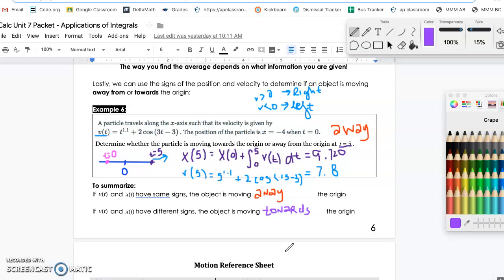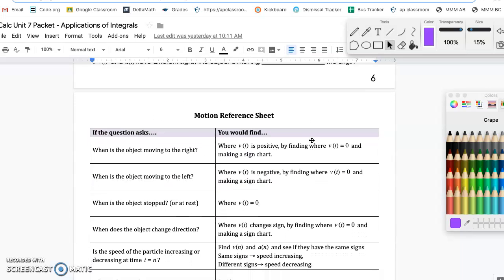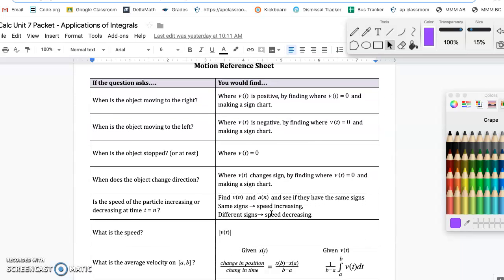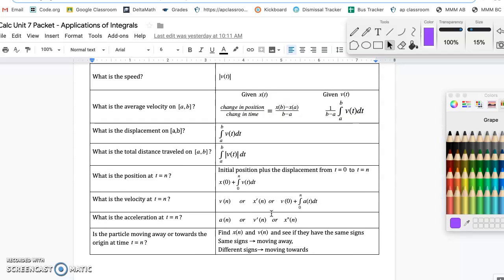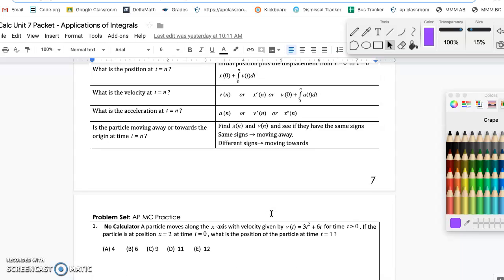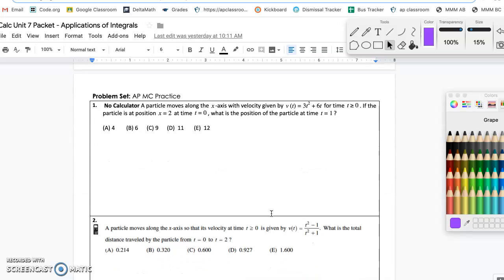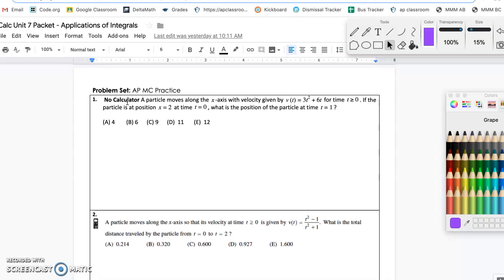All right, I'm going to erase all of this. If I scroll down to the next sheet, everything that we've covered so far today is summarized there. All right, you guys have a problem set, so give those a try.